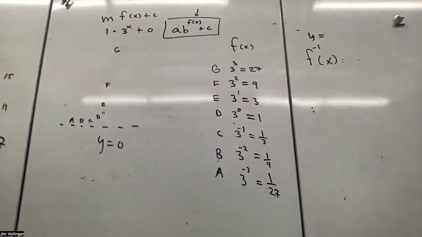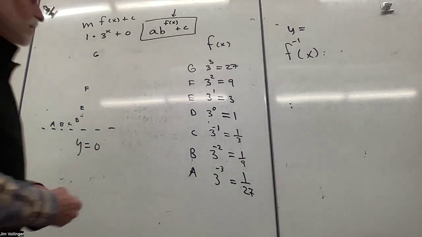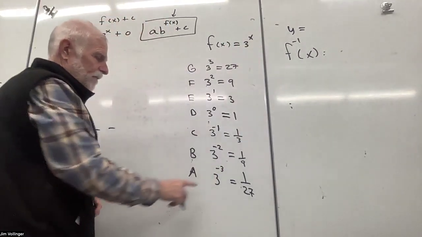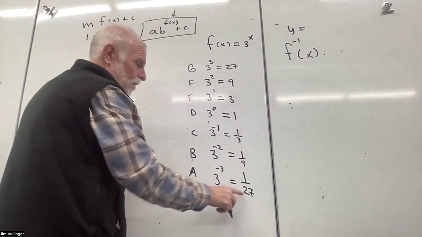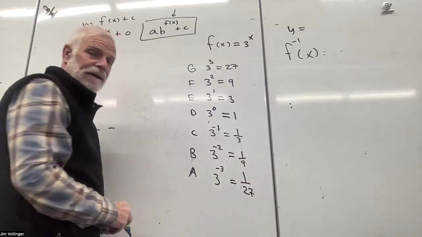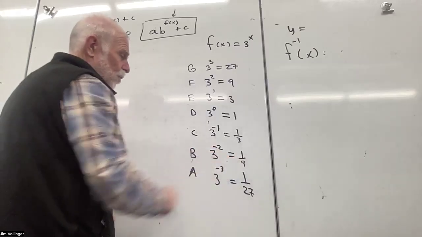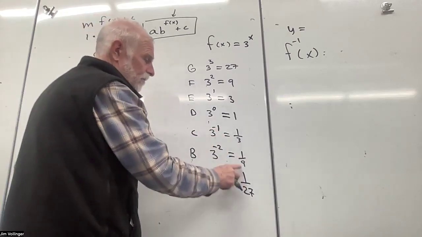All right, so I'm going to do the same thing with this function. I'm looking at f of x equals 3 to the x. I'm looking at the trends. I'm picking x values like -3, 3 to the -3, 1 over 27. We've practiced that. At this stage of the term, that should not be hard to see. 3 to the -2, 1/9. 3 to the -1, 1/3. What are my y values doing?